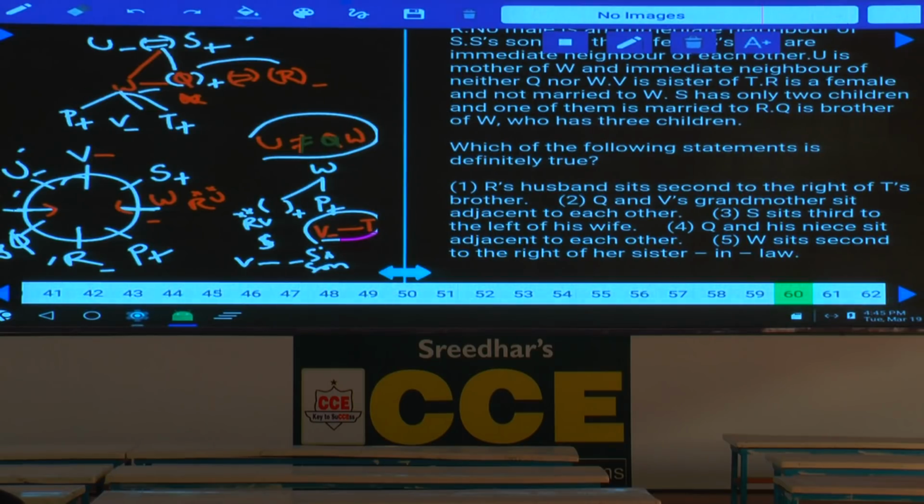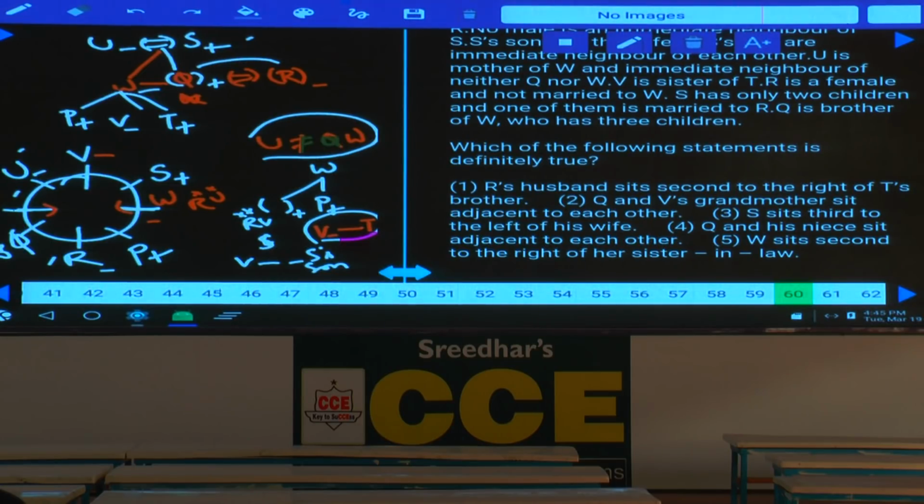R's husband sits second to the right of T's brother. Who is T's brother? P. R's husband is Q. And this Q is second to the right of P. Is it true? Q is seated second to the left of P. Hence choice 1 is wrong.